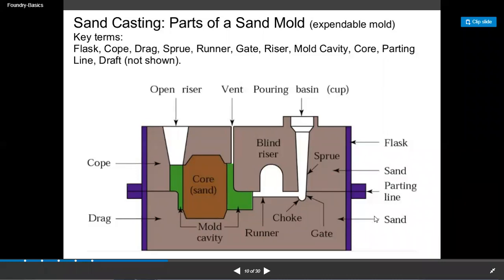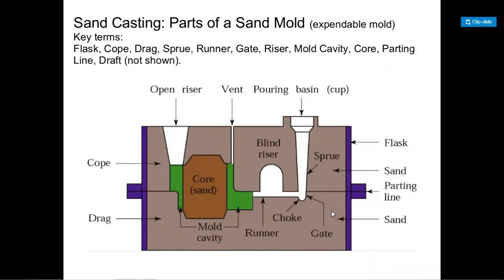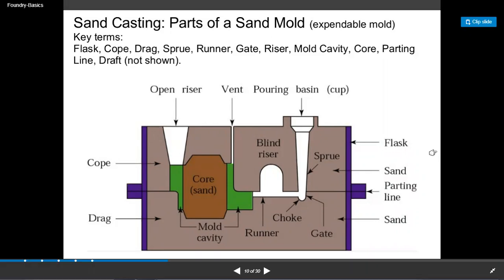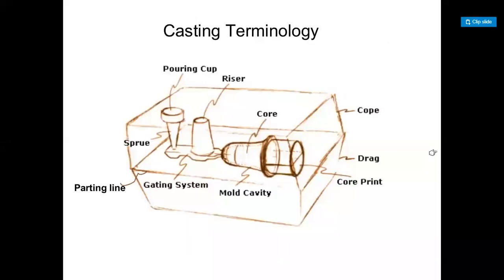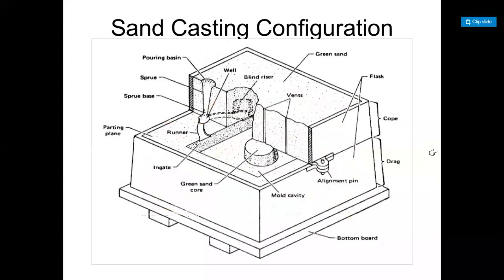We are using different types of sands, different types of mold cavities, different types of pores. We will explain that in further classes. So this is the overall procedure and the different parts in the casting process. It is a sectional view of the sand casting.